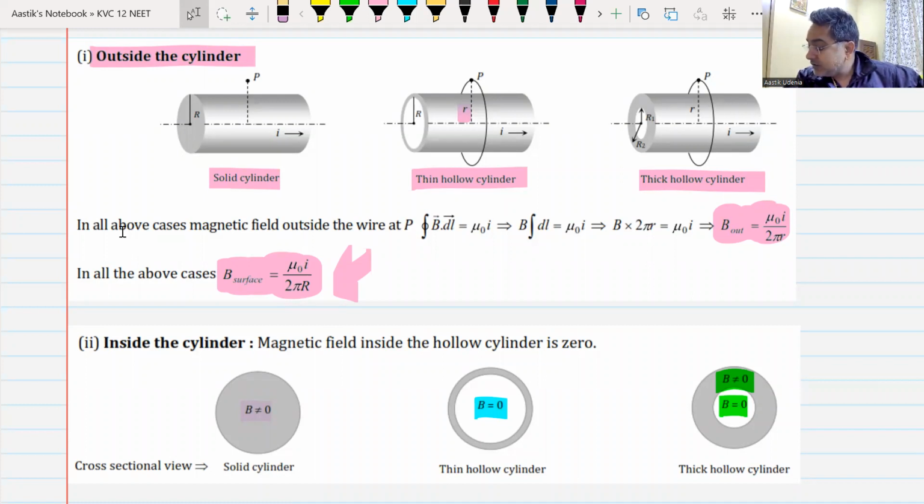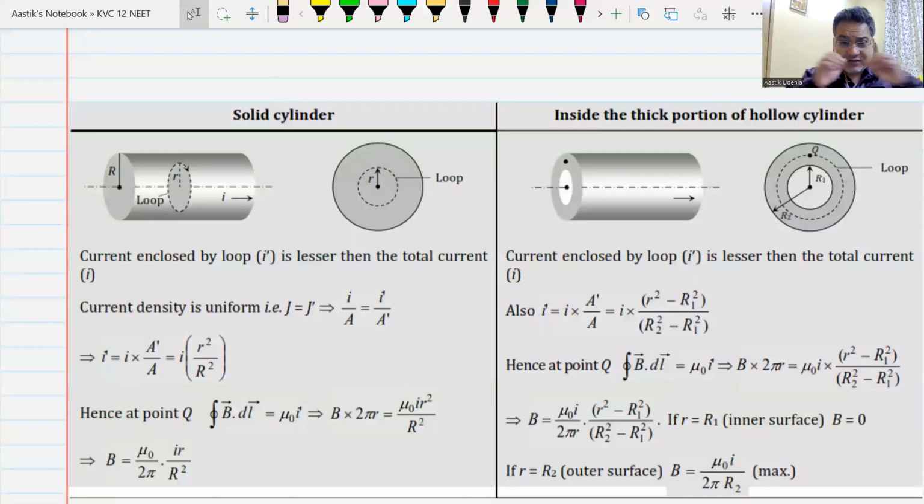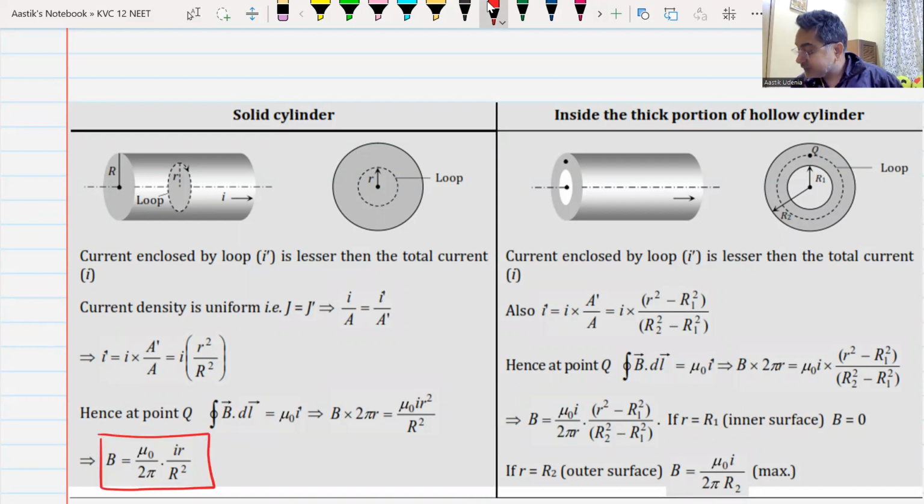Now you will see two types of cylinders here. One is a solid cylinder, completely solid. One is a thick cylinder which has inner and outer radius R1 and R2. We all see this, yes or no? What is important is just the final line. You don't have to remember the initial line. You just have to draw the diagrams and remember this final line.